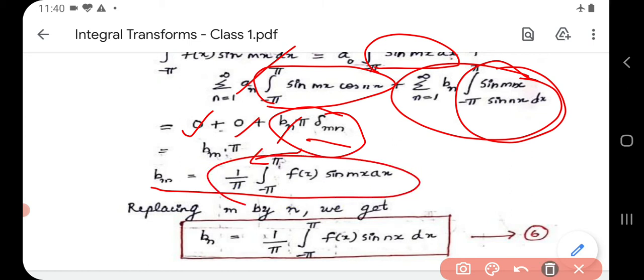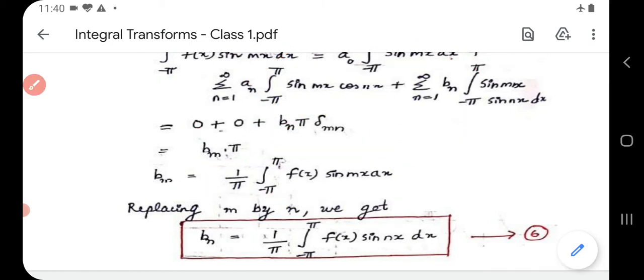Now again, to reach the normal form, just replace m by n. Finally you get the formula to calculate Bn as 1 by pi, integral from minus pi to plus pi of f of x sin nx dx.